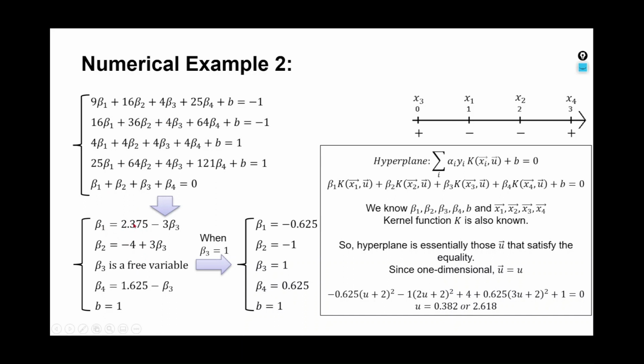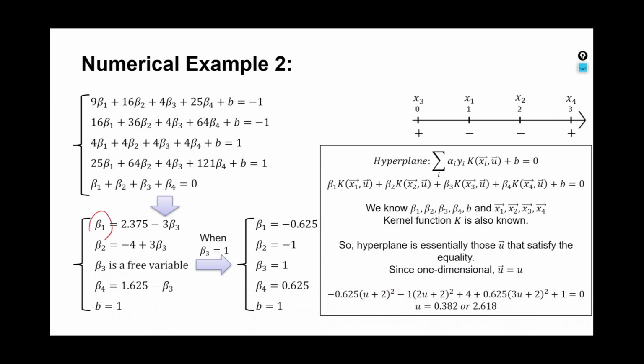So beta 1 is equal to 2.375 minus 3 beta 3. Beta 2 is negative 4 plus 3 beta 3, and so on and so forth. So beta 3 is a free variable. Basically, beta 3 can be anything, right? Of course, you can set the other.